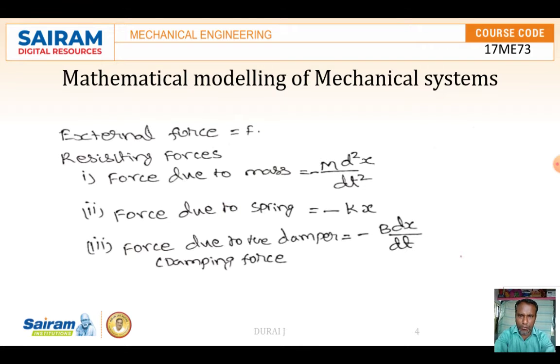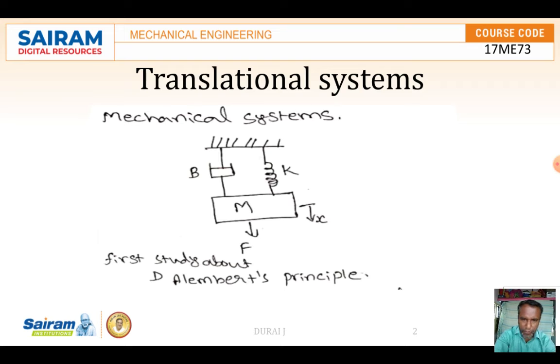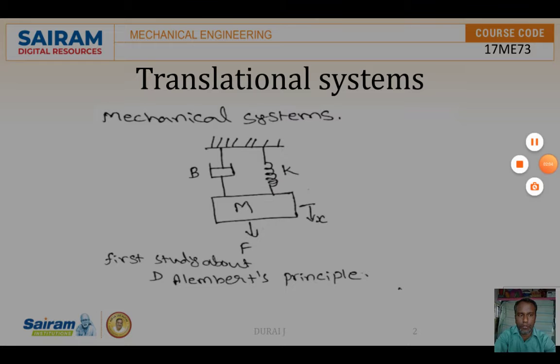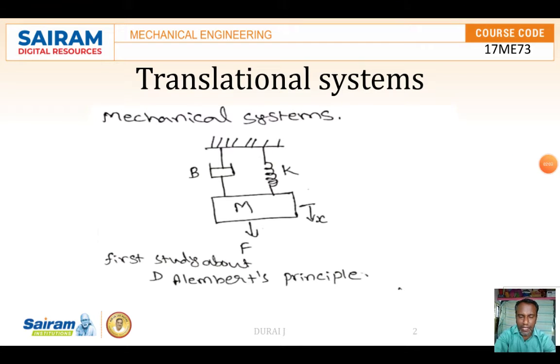Then coming to the mathematics, what are all the forces acting here? Before solving the problem, one thing we should remember: the external force will be acting downwards. Then the reaction forces given by the mass, the dashpot and the spring provide resisting forces, and these act in the opposite direction.